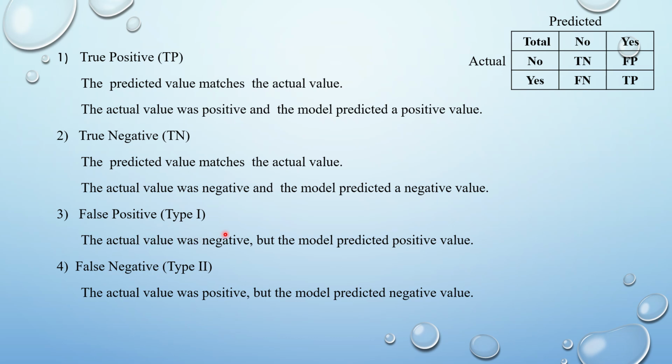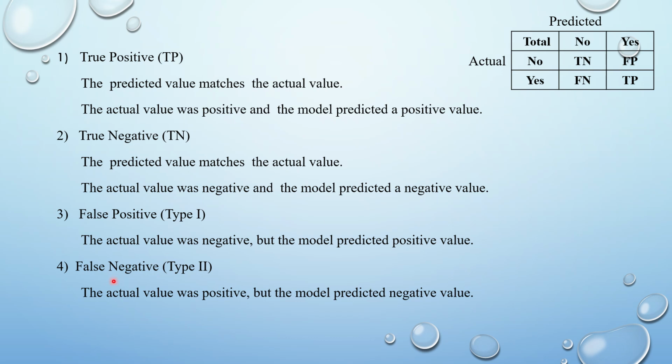Then the third term is false positive, which is also known as type 1 error. The actual value is negative, but the model predicted a positive value. Actual value is negative and model predicted positive value. This is false positive. Actual value is negative and model predicted yes value.